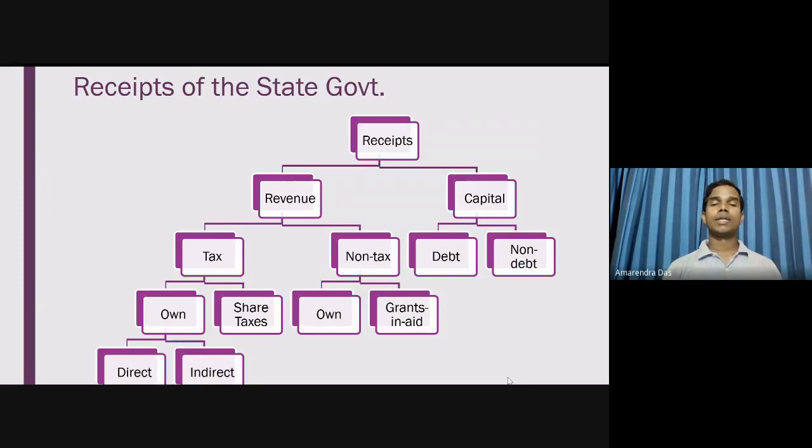And among the non-tax revenue, we have own non-tax revenue and grants-in-aid. So other than the share in taxes, the money also flows from center to state through grants-in-aid. That means, for different schemes, the union government provides money to the state governments. Nowadays, the union government also gives money to the panchayats directly for implementing different schemes. Similarly, the union government implements different centrally sponsored schemes. So that is also coming as grants-in-aid.